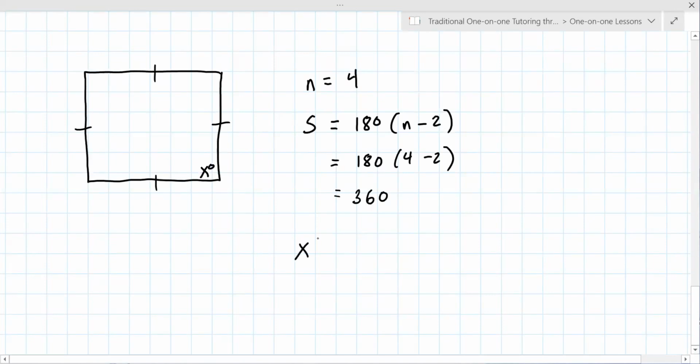To find the angle, you take the sum and you divide by the number of sides. What is the sum? 360. And how many sides is it? 4. And so that is 90, like you said.